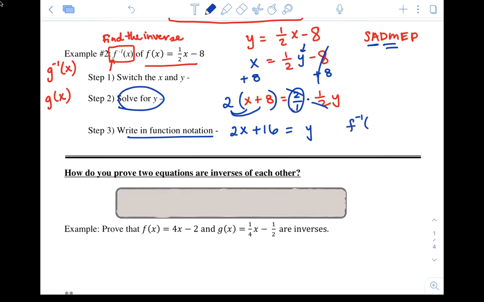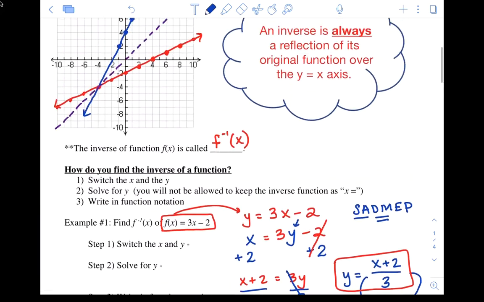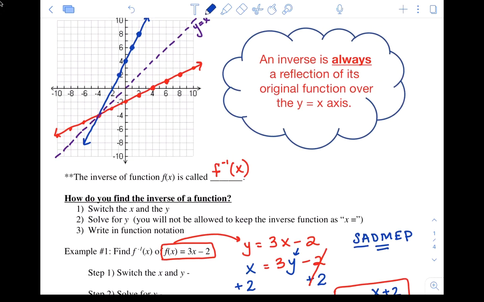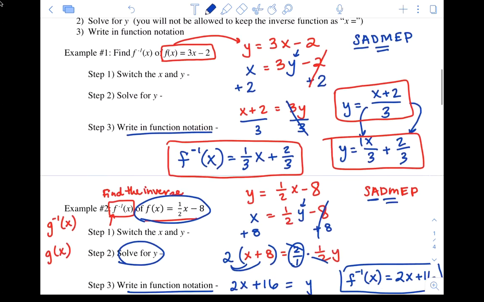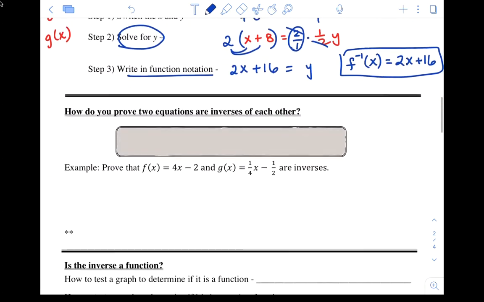So write in function notation. All that means is put a fancy f to the negative 1, and then tell me what you found. Y equals, or f to the negative 1 of x, forgive me, equals 2x plus 16. That is the inverse of that guy right there. Now what's really cool is if we actually were to graph both of those, they would end up looking just like that graph right there. I mean, not exactly, but the same concept. 2 lines reflected over the linear parent function. Beautiful, perfect matches.